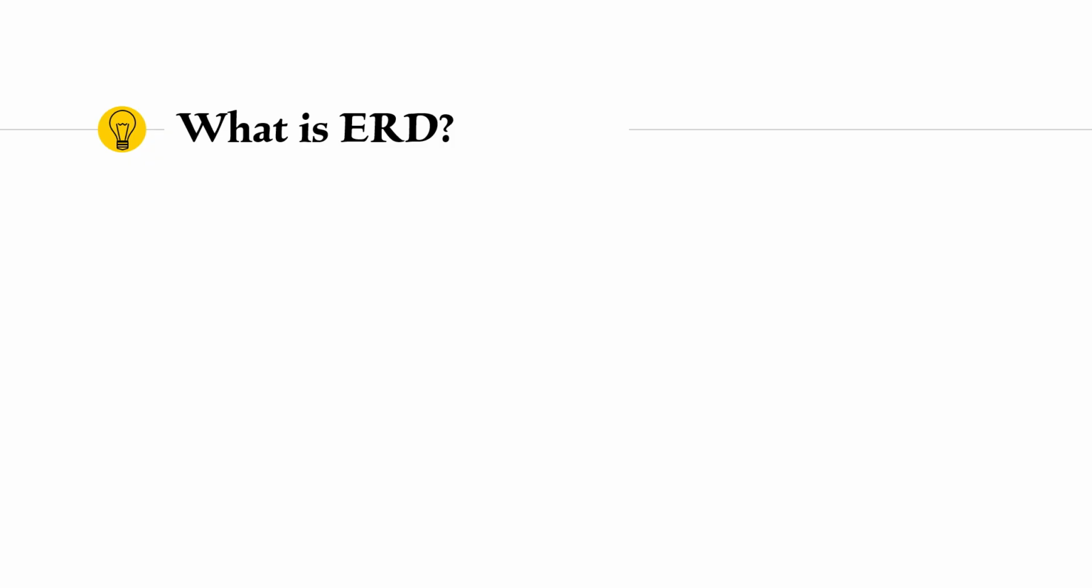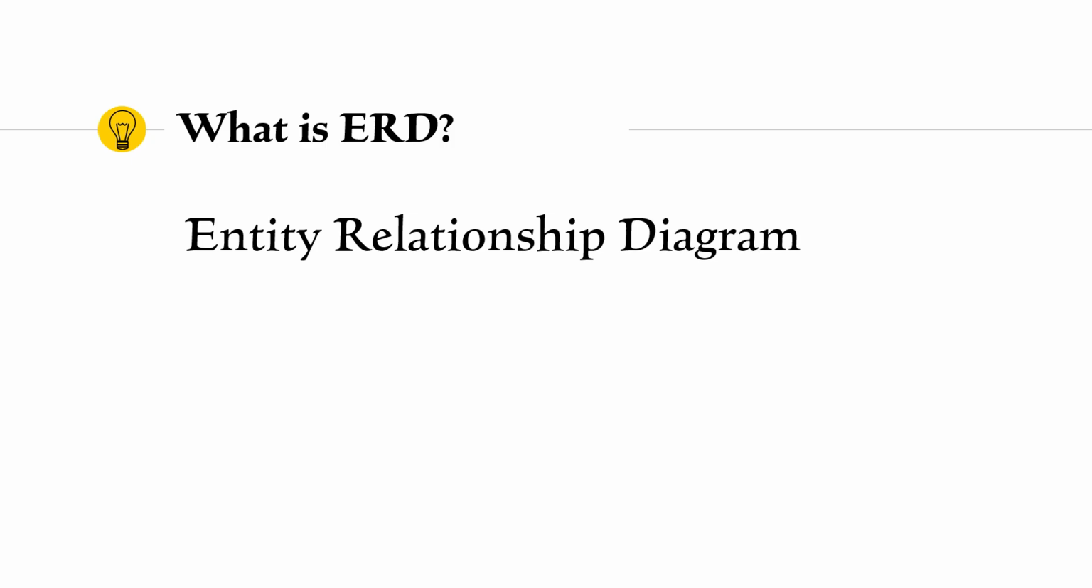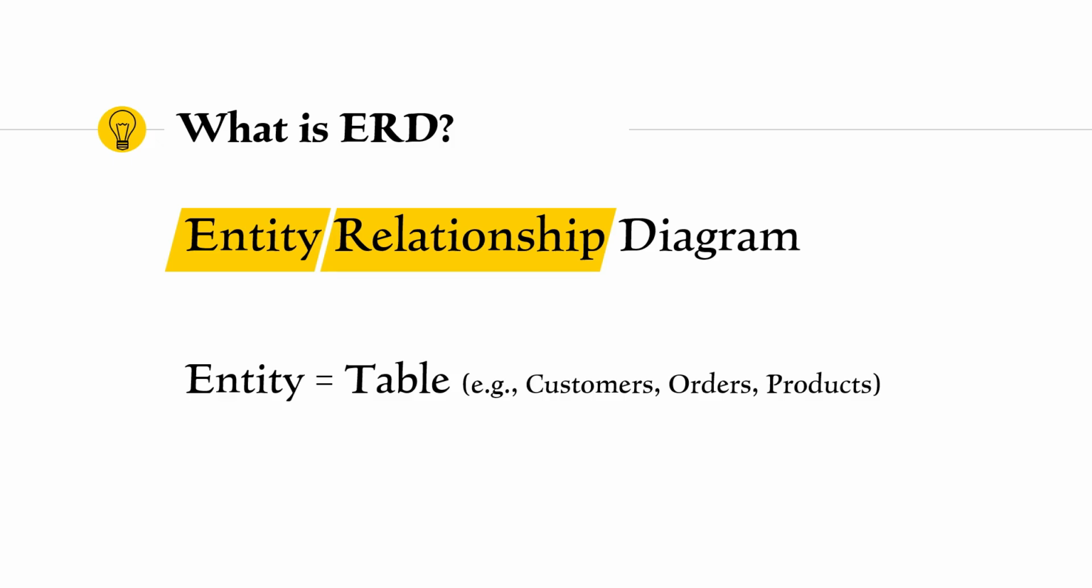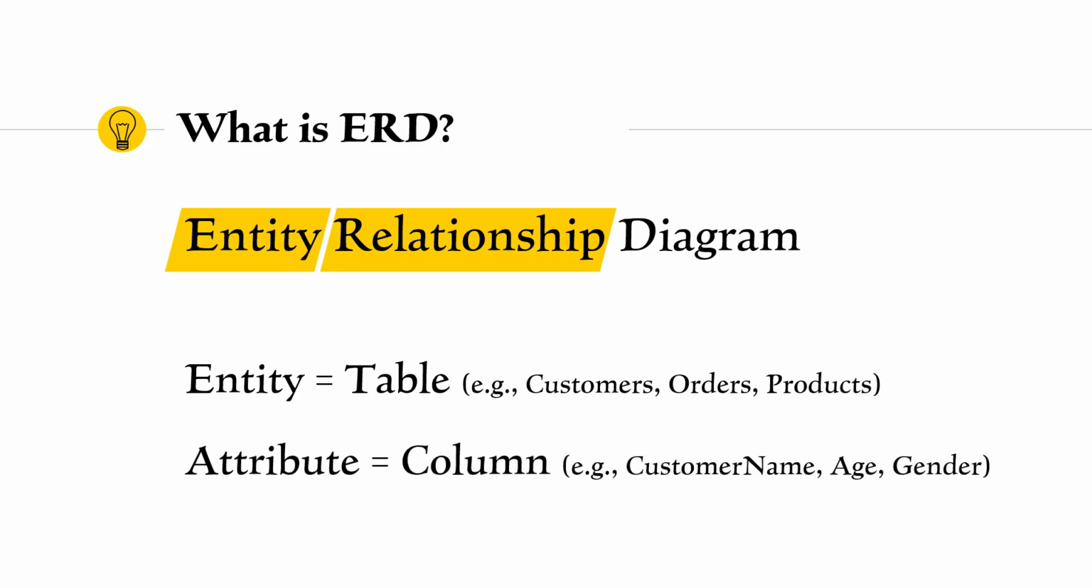So, what exactly is an ERD? ERD stands for Entity Relationship Diagram. As the name suggests, it represents the entities involved in a business process and the relationships between those entities. Most of you already know that the tables are referred to as entities, and the columns in those tables are called attributes.